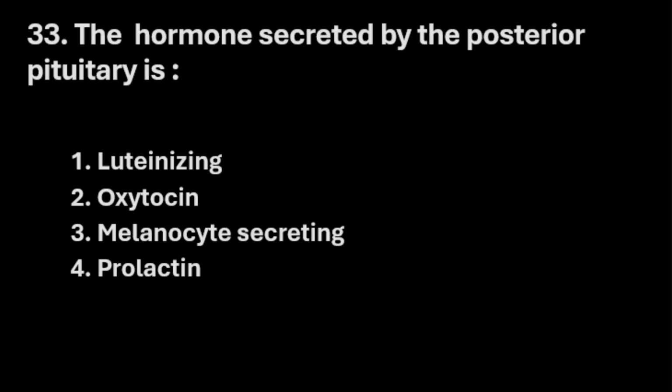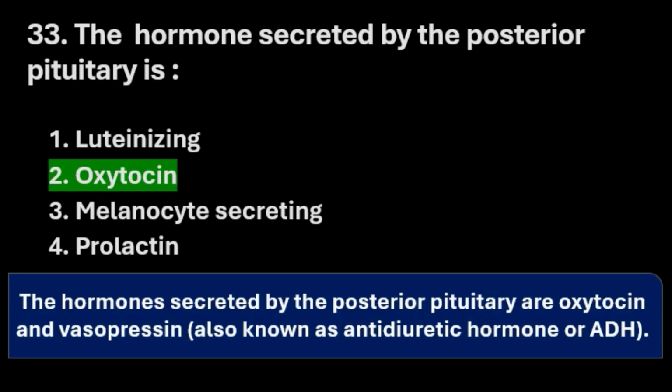Next question. The hormone secreted by the posterior pituitary is option 1 luteinizing hormone, option 2 oxytocin, option 3 melanocyte secreting hormone, and option 4 prolactin. The right answer is oxytocin. The hormones secreted by posterior pituitary are oxytocin and vasopressin. Vasopressin is also known as antidiuretic hormone or ADH.